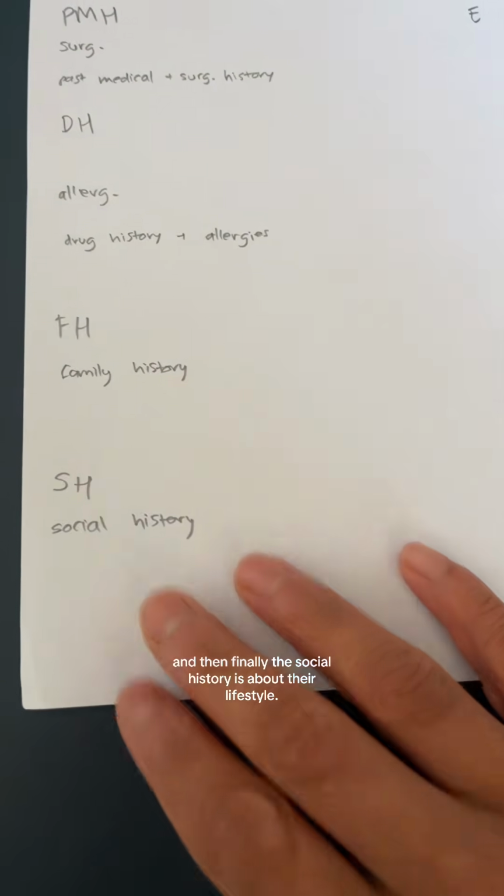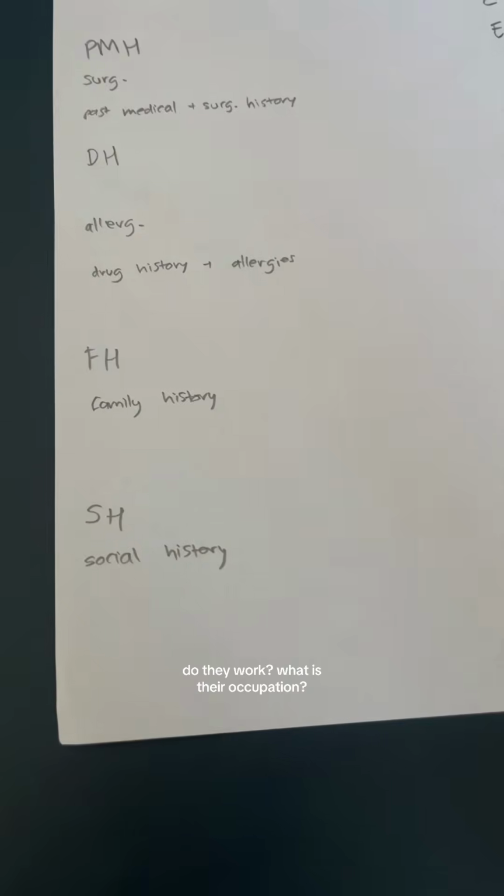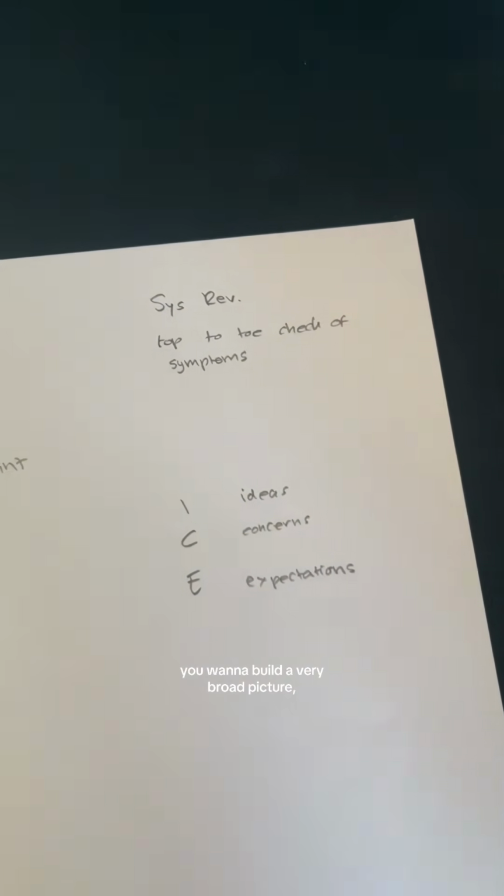And then finally, the social history is about their lifestyle. So do they drink? Do they smoke? Do they work? What is their occupation? Where do they live? Who do they live with? Those sort of things.